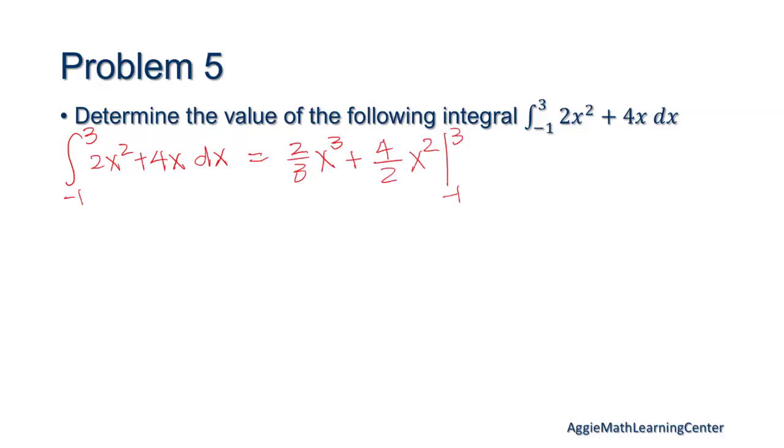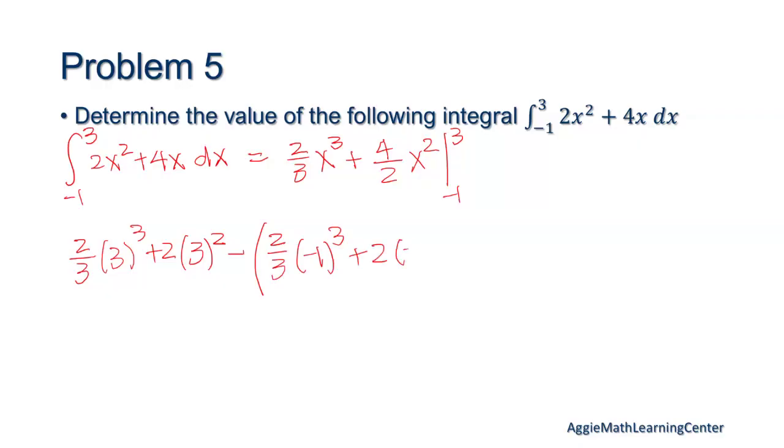So then we'll take our upper endpoint and plug that in, so we have 2/3 times 3 cubed, and then I'm going to simplify this 4/2 to 2, plus 2 times 3 squared, and then we're going to subtract 2/3 times -1 cubed plus 2 times -1 squared.